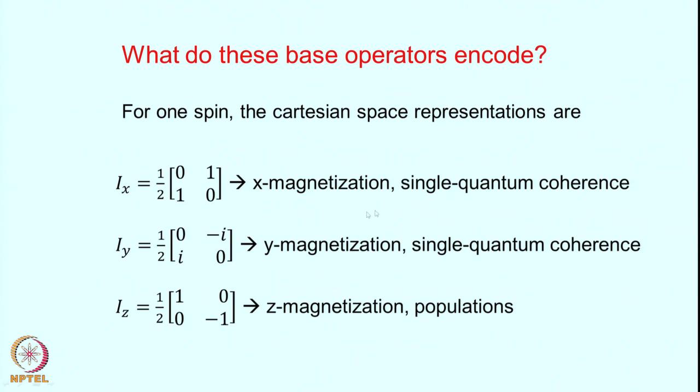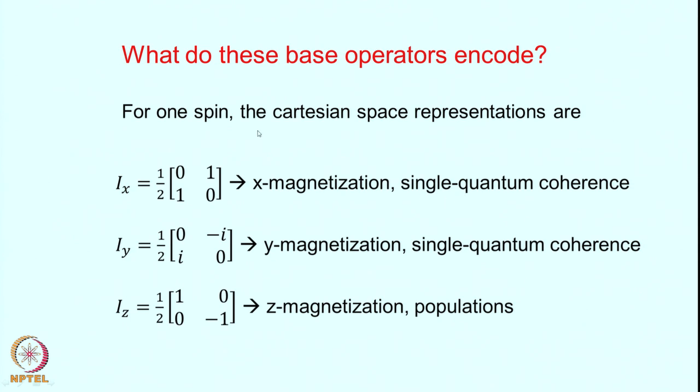Now let us see what these operators encode. We created the various basis operators and said they represent the density operator, and we have seen the density operator contains various kinds of populations, single quantum coherences, double quantum coherences, zero quantum, multiple quantum, various kinds of coherences. Now what do these basis operators represent? Which basis operator contains what kind of information?